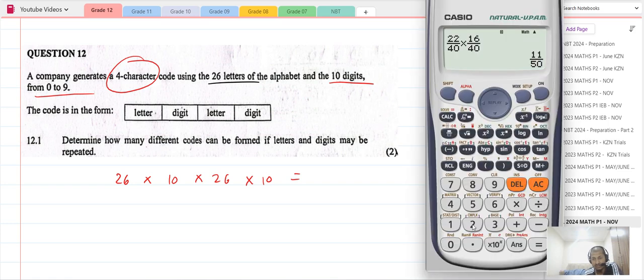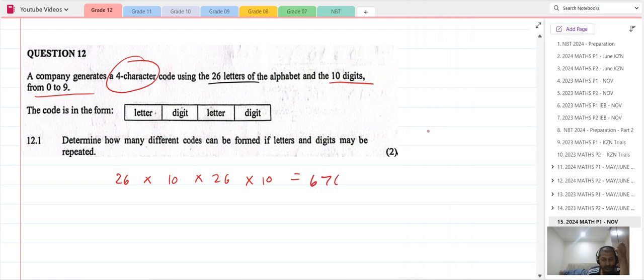So you can say 26 squared times 100, so 67,600. Right? 67,600.